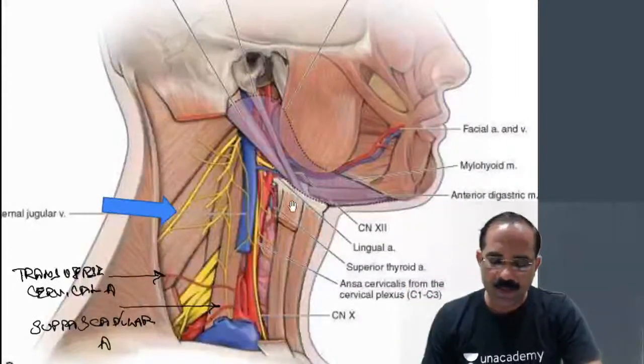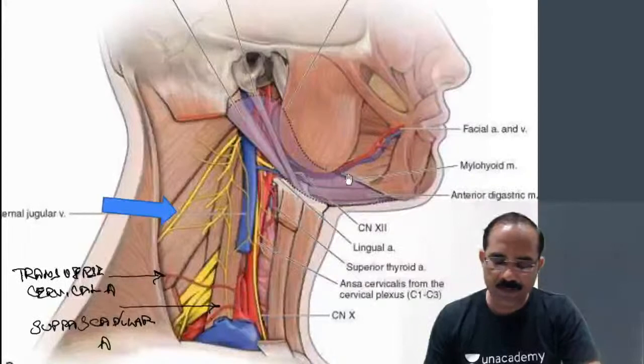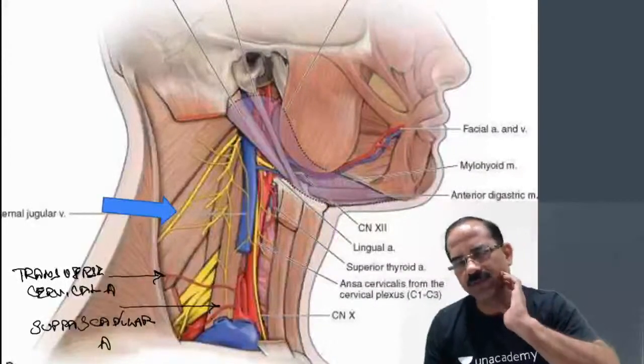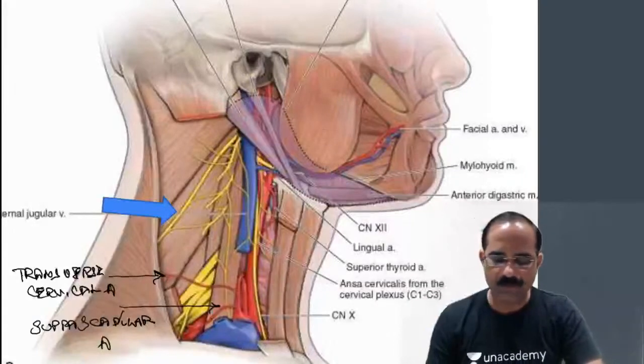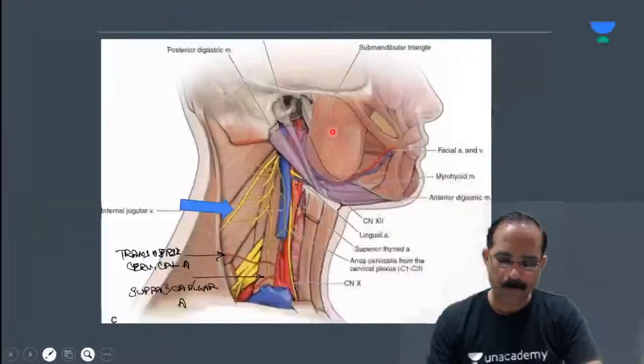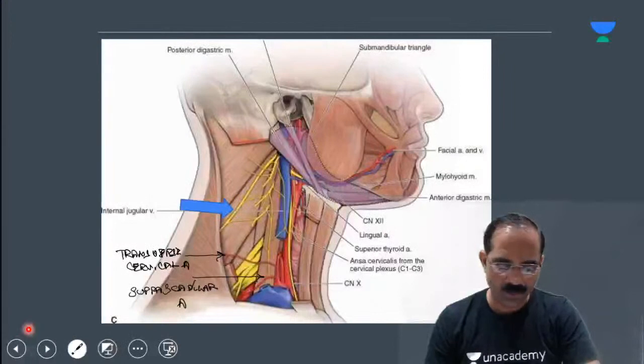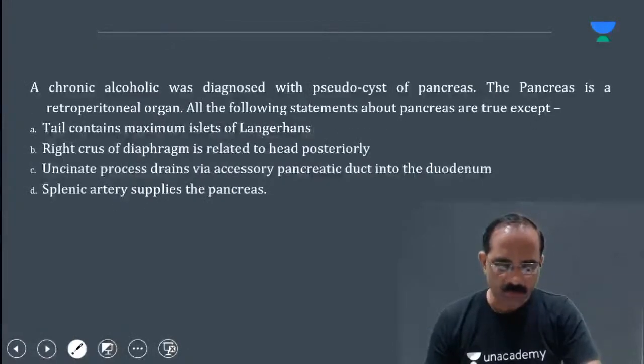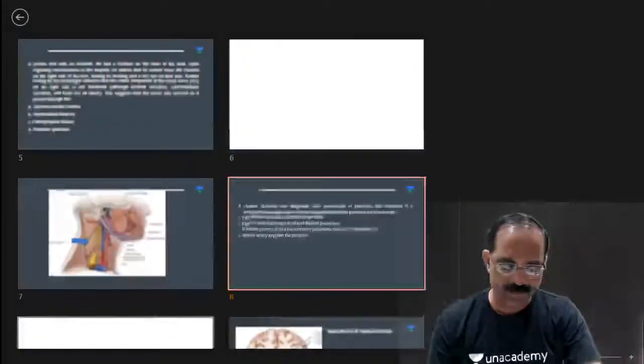Clear? Okay, that's it. What is this artery? That's a facial artery. And what is this muscle against which we feel for the facial artery? That's a masseter. Okay, fine. Answer this.